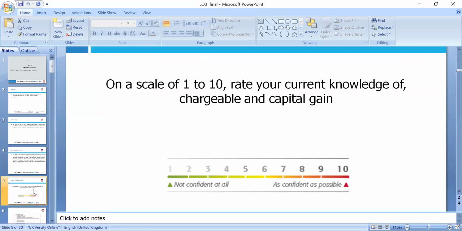So let's discuss. The question is, on a scale of 1 to 10, how much do you know about chargeable gains? Have you dealt with gains? If you're doing tax returns, normally you're dealing with these. Most of you are working, of course, day in and day out dealing with clients, and you have to be well aware of chargeable gains, especially if you have taxable clients.